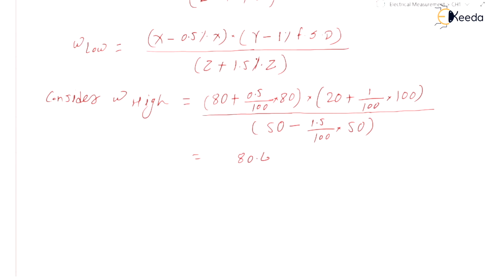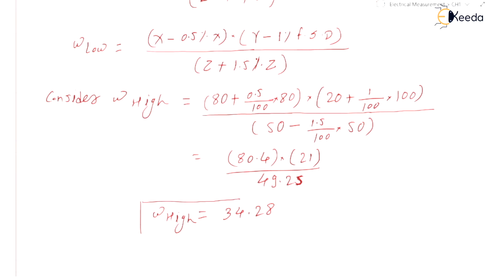It is 80.4, one term, into second 20 plus 1, so it is 21, divided by third one, it is 50 minus 50 into 1.5 divided by 100, it is 49.25. So if we check, this value is equal to 80.4 into 21 divided by 49.25, so it is 34.28. This is w high. Similarly, you can find for w low also, but it is not required.